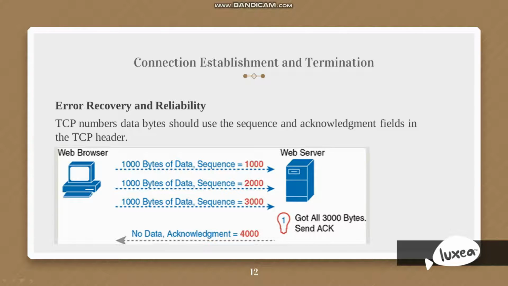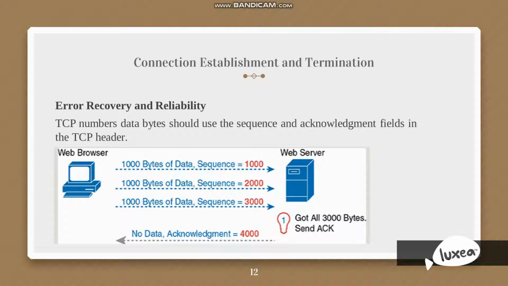Now, error recovery and reliability. TCP provides reliability and error recovery. So, reliability, what is that? TCP numbers data bytes using the sequence and acknowledgement fields in the TCP header. I brought a picture that explains how the TCP sequence and acknowledgement fields allow the PC to send 3000 bytes to the server. First, the data number is 1000, and each number increases by 1000 over the one before. So the first segment holds bytes 1000 to 1999.